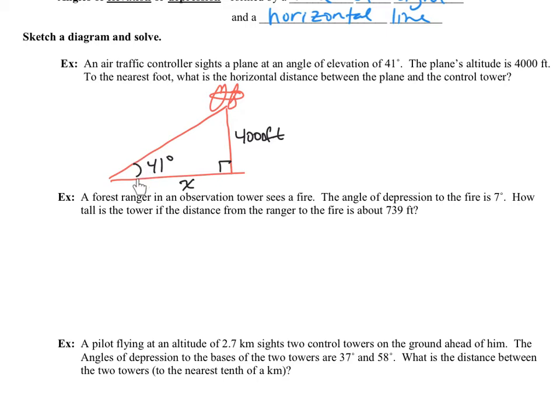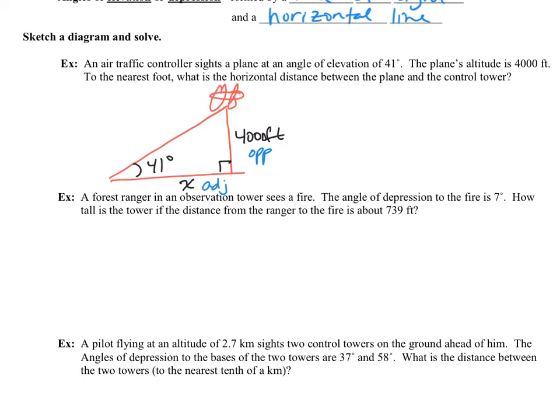Now, with respect to this 41-degree angle, we know this side, which we're going to call the opposite side, the leg that's opposite the 41-degree angle. We're being asked to find this segment, which is the adjacent leg. So let me label that as adjacent. Now what we need is to write an equation that involves a trig ratio that involves an angle, its opposite side, and its adjacent side.